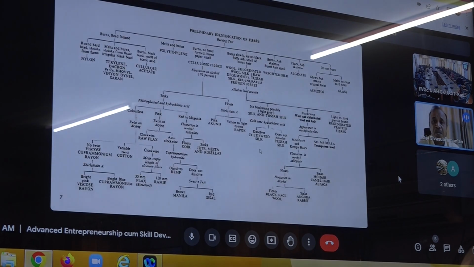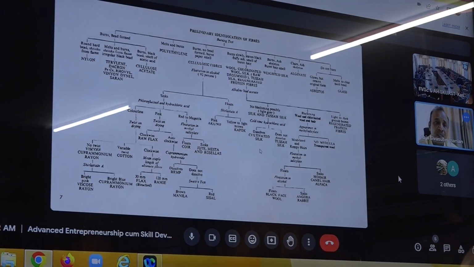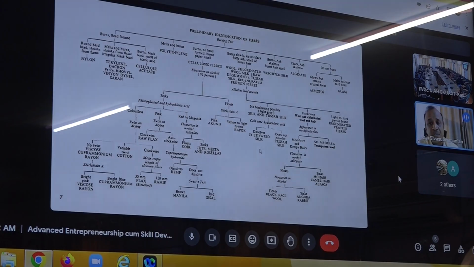In the case of preliminary identification, you can see this is the highest standard they have given clearly. If any material is there, the first method is the burning test. From the burning test, we can find out the different fibers. Suppose nylon is there, it will produce bead formation. It will not be completely converted into ash. It will form a bead because nylon is a synthetic fiber, and the bead will be round and hard, with strings with flame. Then it is nylon.